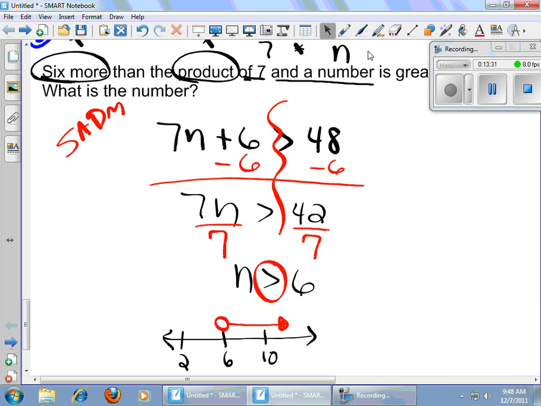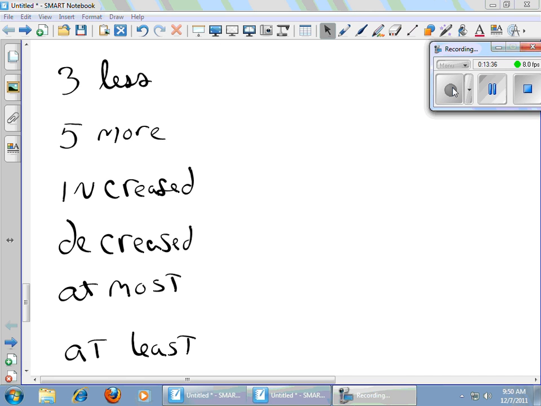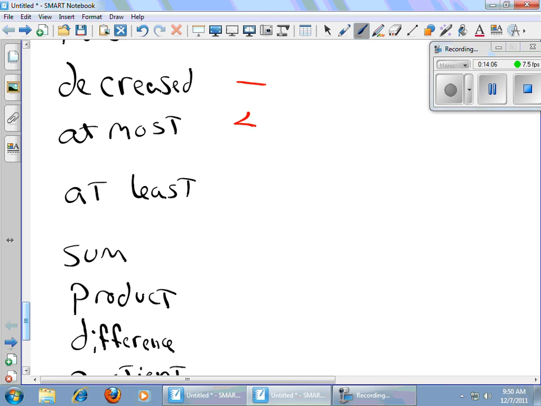All right. Let's take a quick review of some words to watch out for. Here are some terms that show up often. This list is not exclusive. There are many terms that you need to know. Some of them have been on our board for several weeks. But here are some of the more common ones. 3 less, that means to minus 3. 5 more, that means to add 5. Increased means to add. Decreased means to subtract. At most would be a less than or equal to. At least, that'd be a greater than or equal to.